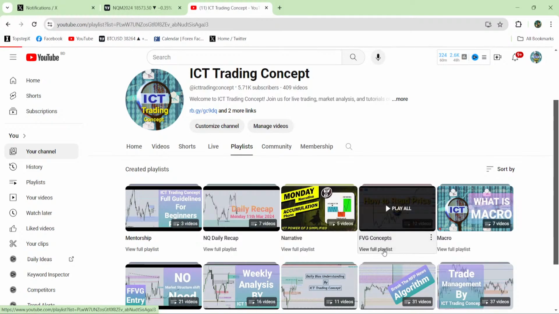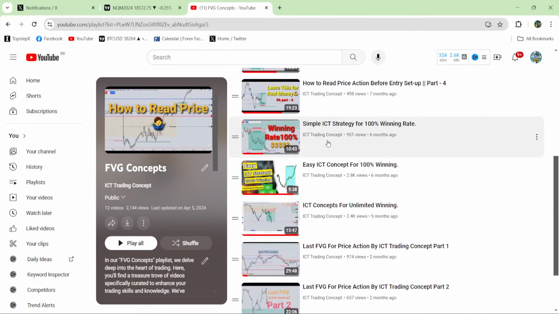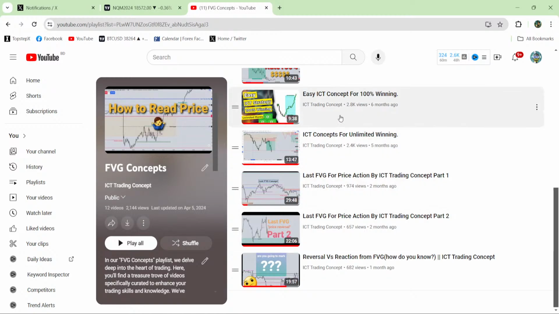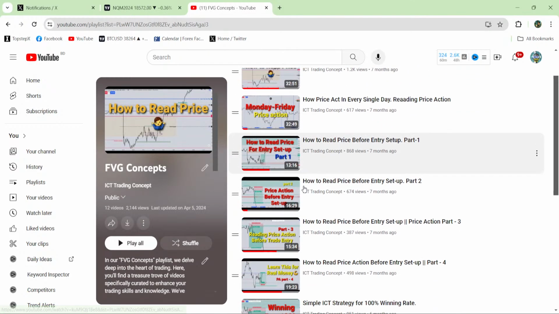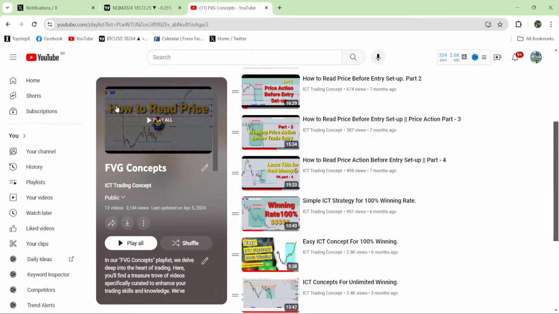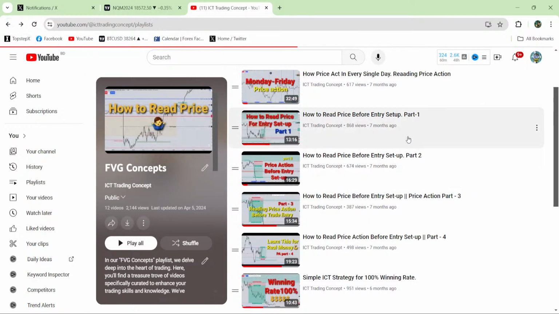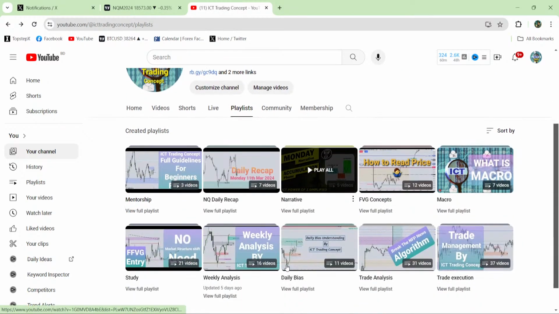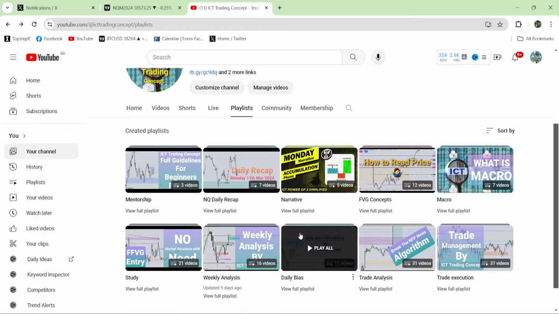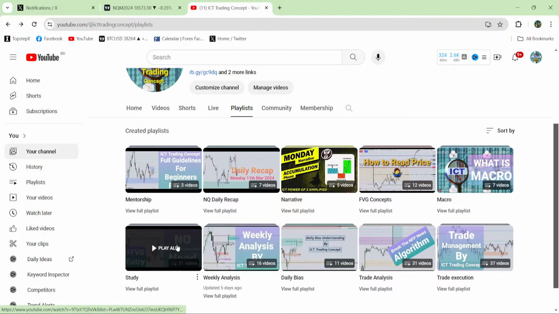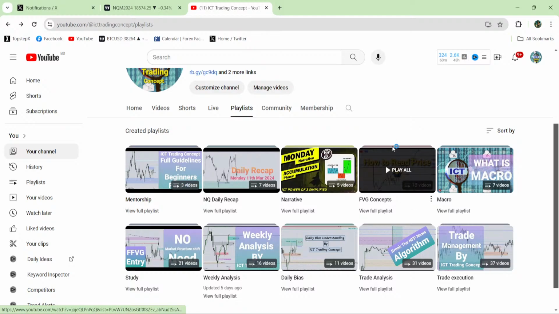Then I have this fair value gap concept, and it will help you with everything. I mean, your entry setup, when and how you should take your entry, you will get everything from this fair value gap concept. If you skip the study folder first, then the narrative folder, you will understand nothing from that fair value gap, nothing at all. So first this study folder, then the narrative folder, then the fair value gap concept. That's done. You're done.